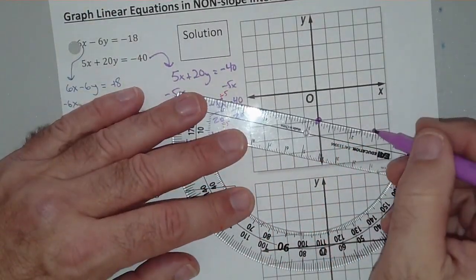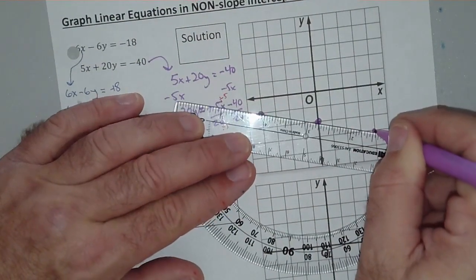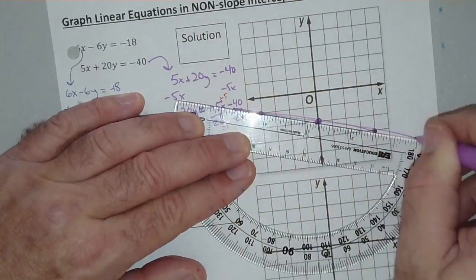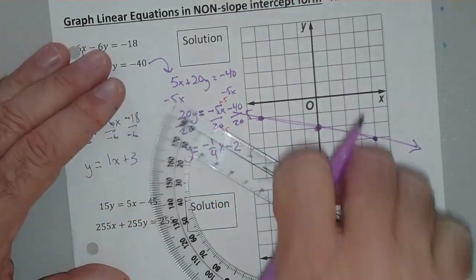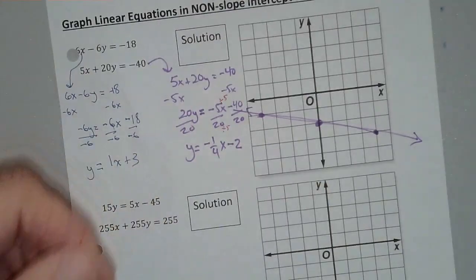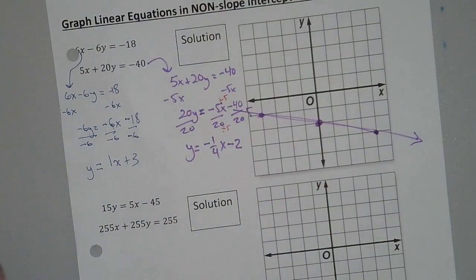Put my pen on, line up my protractor, and then draw. Whoa, not great. I should have turned the paper. Then, let me get my blue pen back.